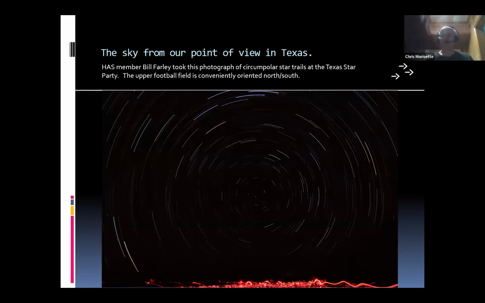They will disappear during the day, not because they're below the horizon, but because the sun is so bright that it's blotting those out. But this picture demonstrates circumpolar and also gives you a feel for what that celestial sphere is all about.